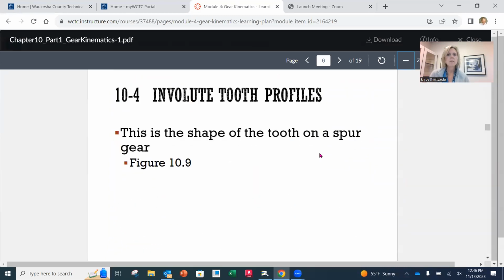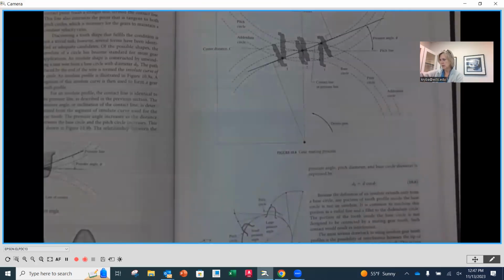All right. Involute tooth profiles. Again, that is the profile created by the teeth that are coming together. At the bottom of page 164, there is a nice diagram, and also at the bottom of page 165. So let me go underneath here.